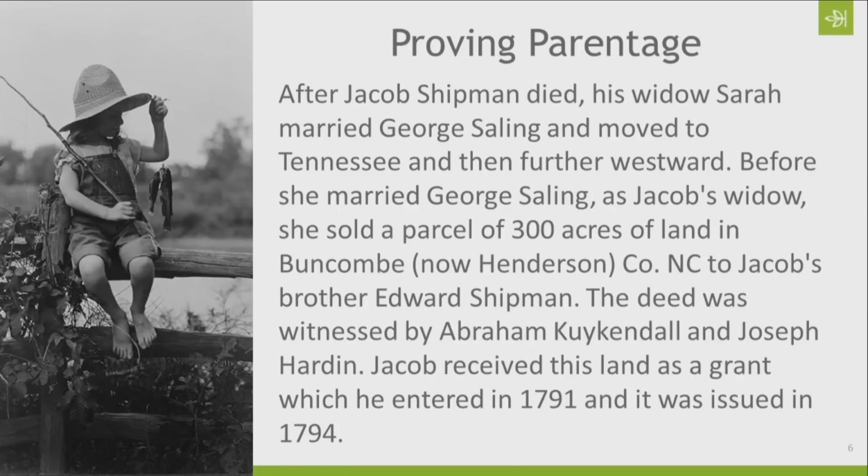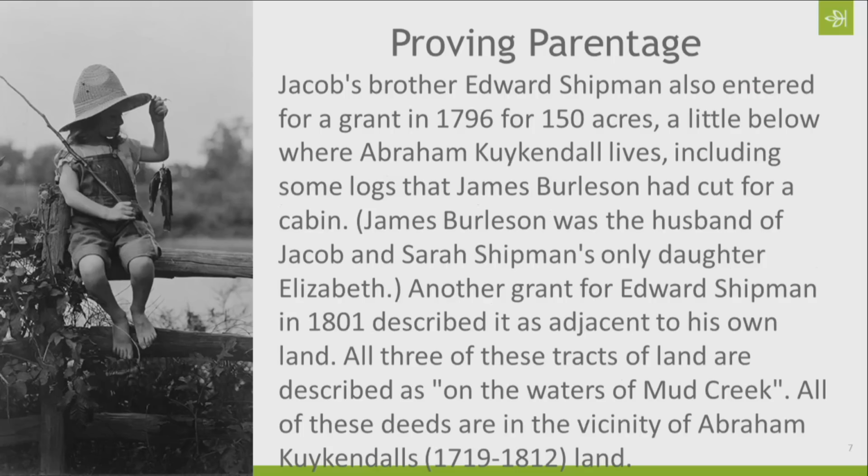Okay? So we're looking for names that come up in records that connect individuals or family members. Jacob received the land as a land grant back in the 1790s. Jacob's brother Edward also had entered for a grant at about the same time in 1796 for 150 acres. And his 150 acres was just a little bit below where Abraham Kuykendall lived at the time.